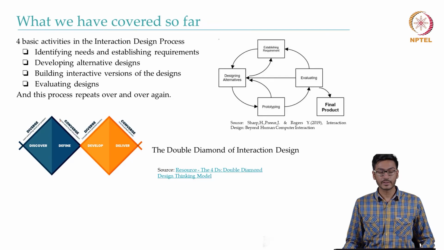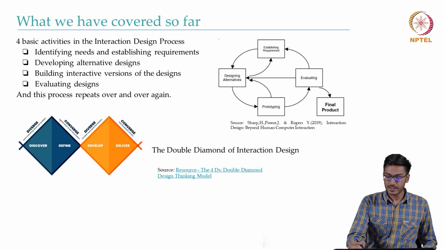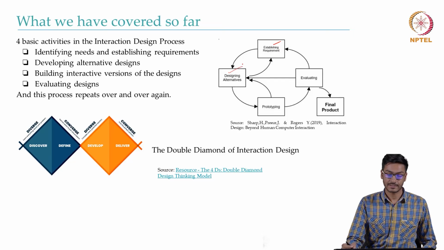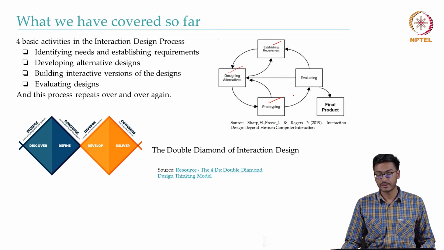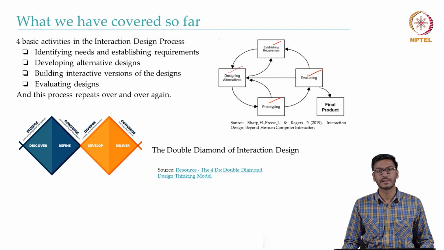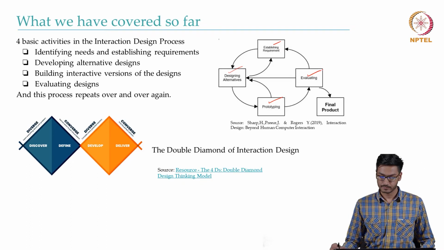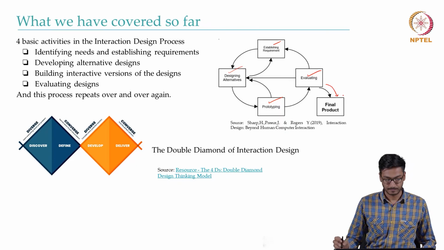Then the next part we covered was the four basic activities in the interaction design process, which started with identifying the needs and establishing requirements, which was followed by designing the alternative designs. Then we moved on to building the interactive versions of the designs, which is known as prototyping. And then we have the evaluation part, where we evaluate the designs. And then the process goes on in a cycle. Finally, we get our final product.